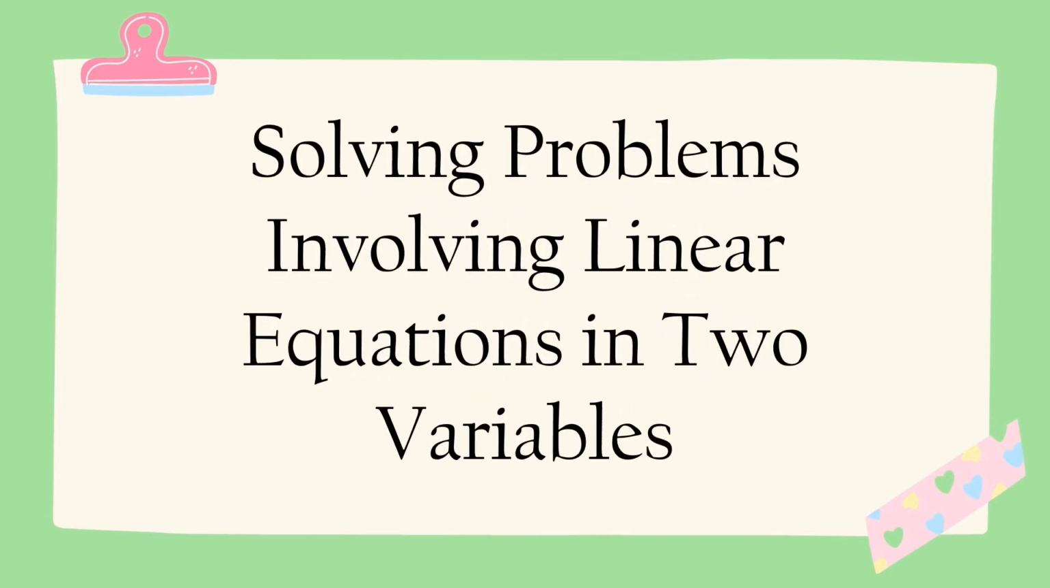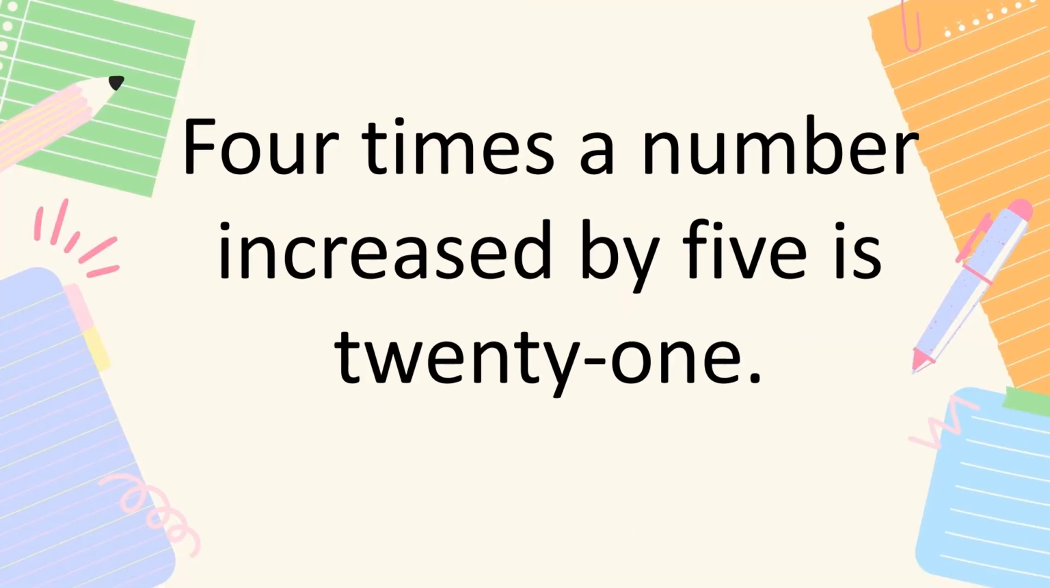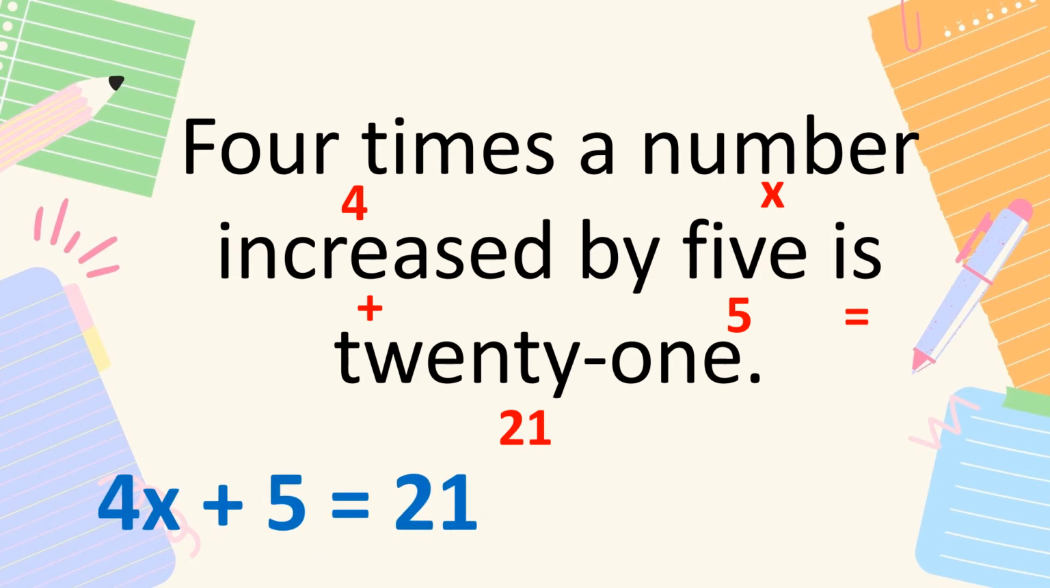Before we proceed to solving problems involving linear equations in two variables, let us first practice translating these sentences into mathematical phrases or equations. First, we have 4 times a number increased by 5 is 21. In this case, a number is unknown, and it can be represented as variable x. So this given sentence can now be written as 4x plus 5 equals 21.